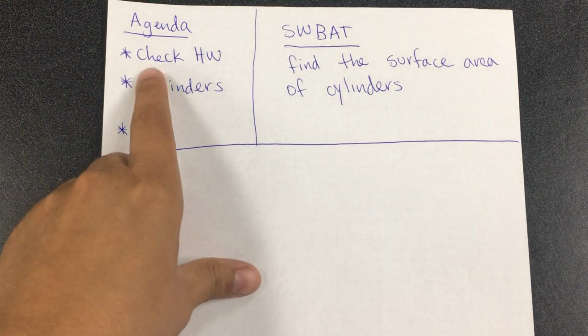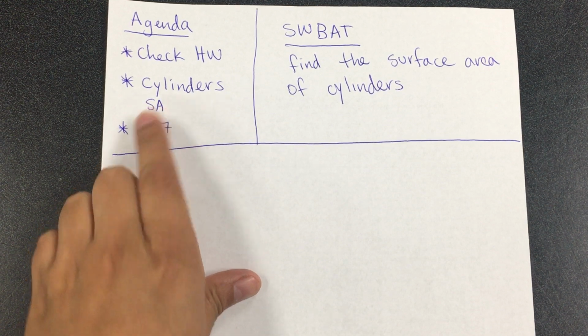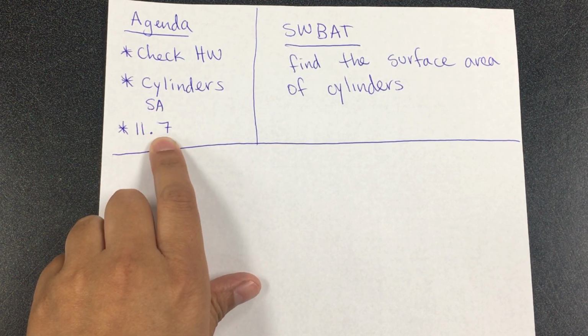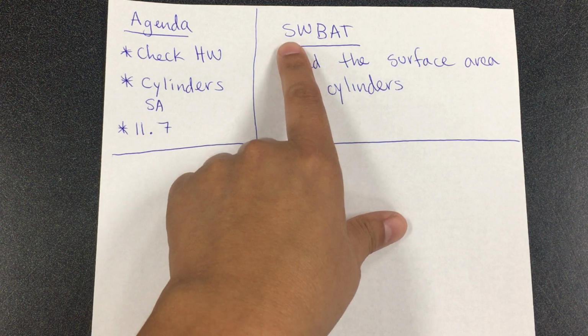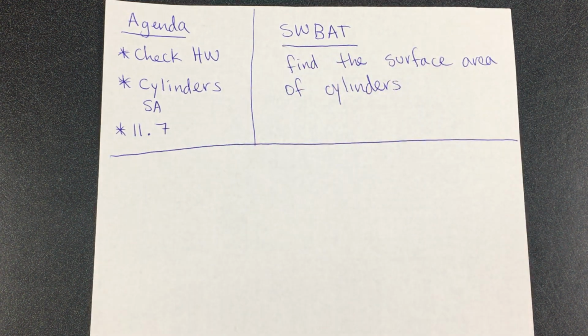Hello students, today's agenda is to check homework. We'll be learning about cylinders and specifically the surface area, and you will be able to work on 11.7. Today students will be able to find the surface area of cylinders.